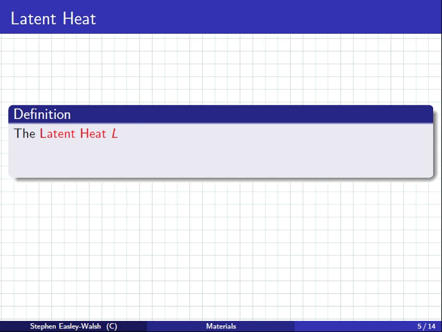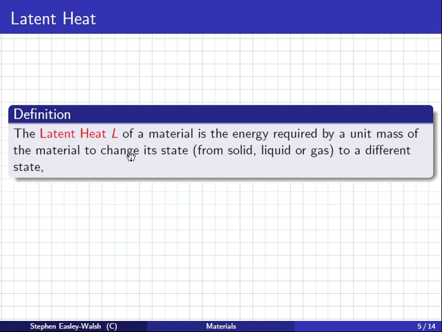Temperature. The latent heat L of a material is the energy required by a unit mass of the material to change its state to a different state without a change in temperature. In other words, it's only energy needed for changing the state. It should not have any change in temperature. Half the students will forget in the exam in their definition to write without change in temperature.